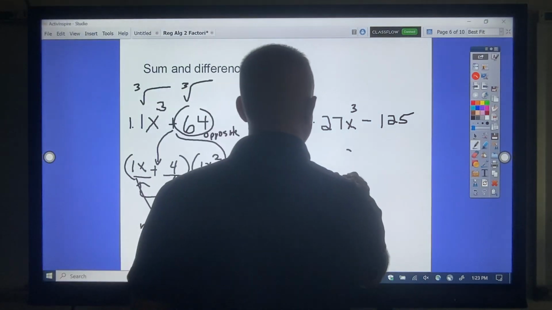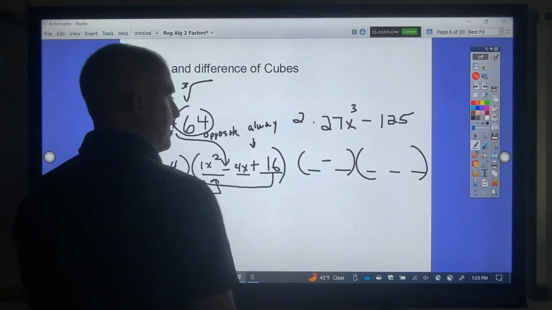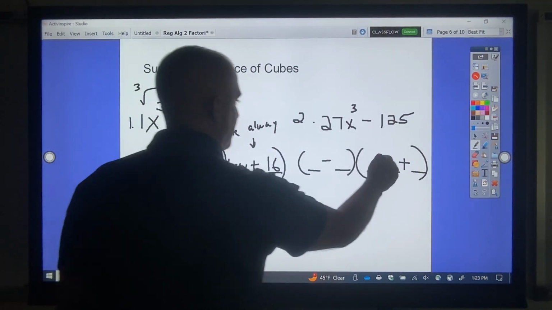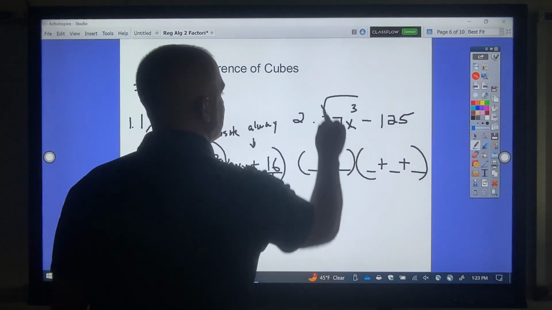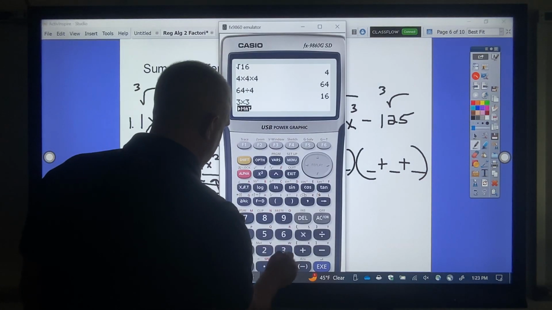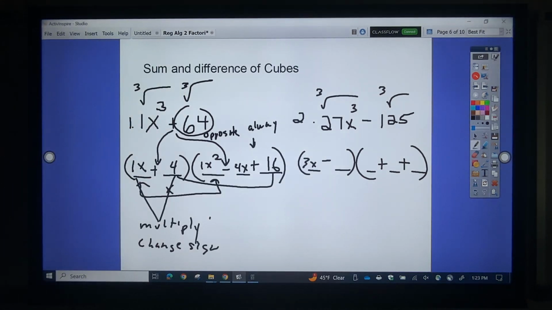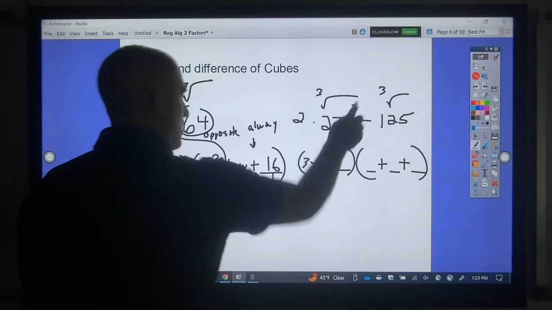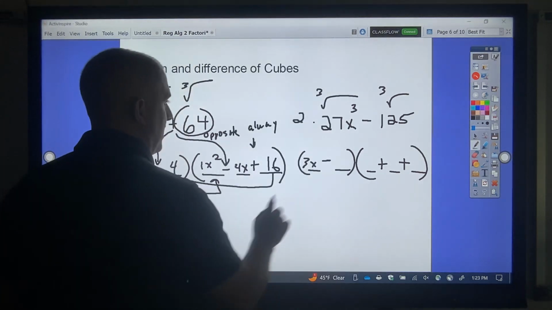So this one, 2 by 3 pattern. That sign's a minus, that sign's a minus. Always plus, opposite would be a plus, okay? Cube root of 27x cubed. All right, so play around with numbers. Well, 3 times 3 times 3, is that 27? Yeah. So 3x, okay, is that term. All right? What terms multiplied together by itself would give you 125? 5 times 5 times 5.